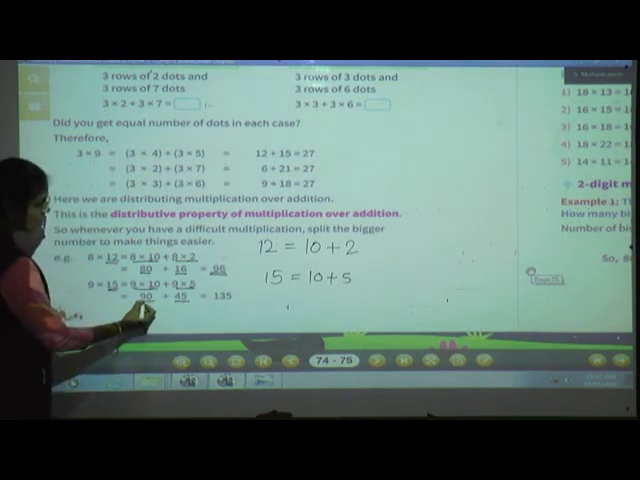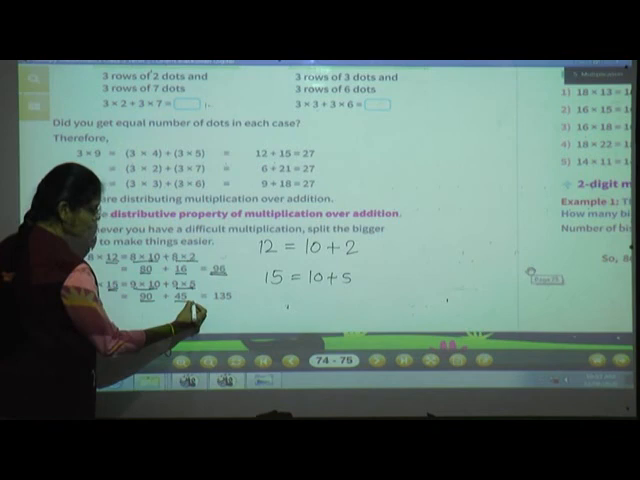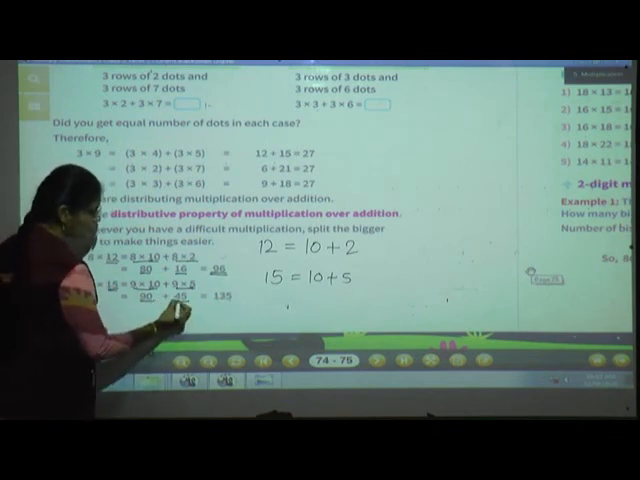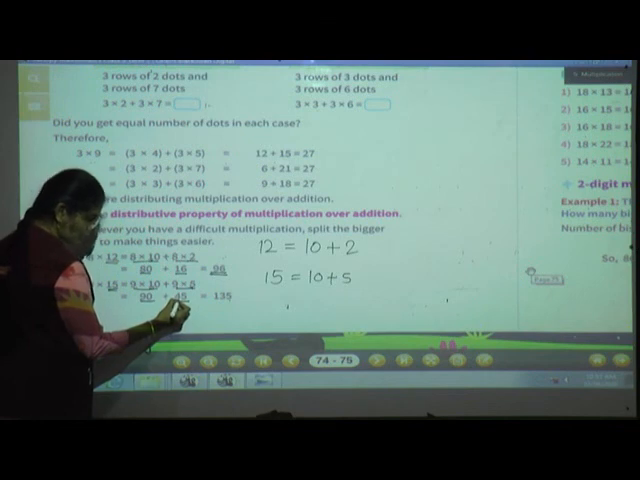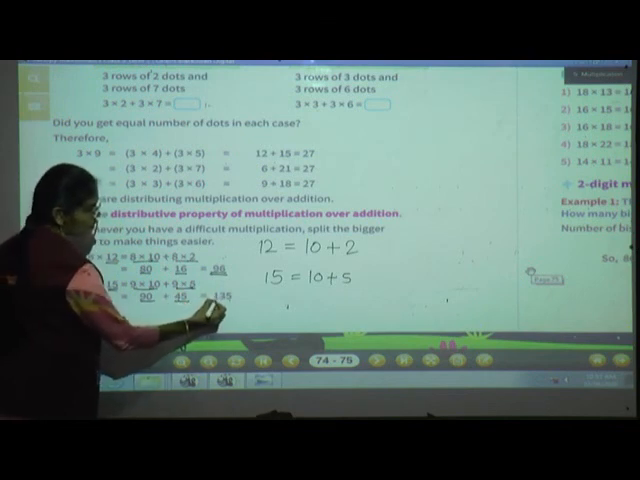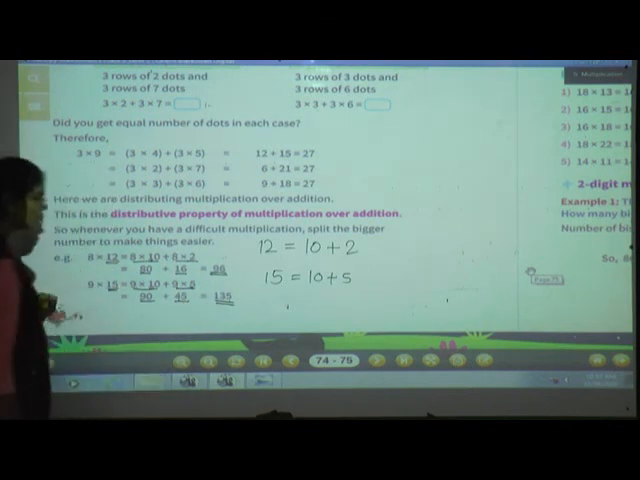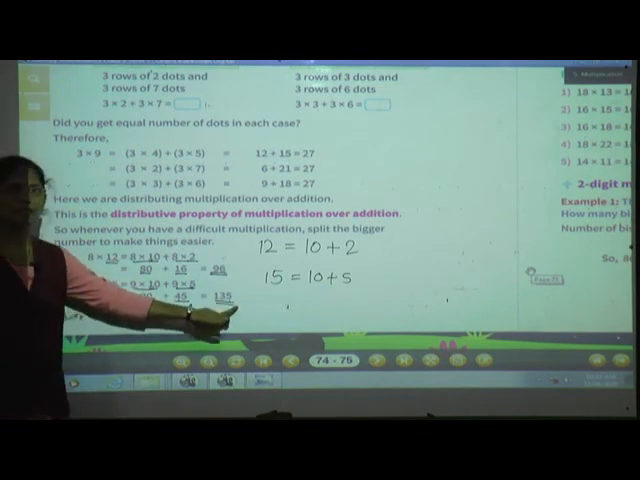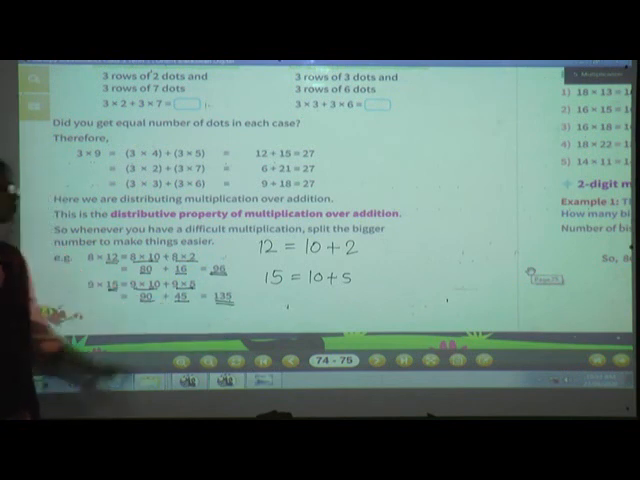So do the addition: 90 plus 45. Yes, 0 plus 5 is 5. 9 plus 4: after 9 count your fingers, 4 fingers, so 9 plus 4 is 13. So what is the answer? 9 into 15 is equal to 135. Okay, so in this way we can do the multiplication.